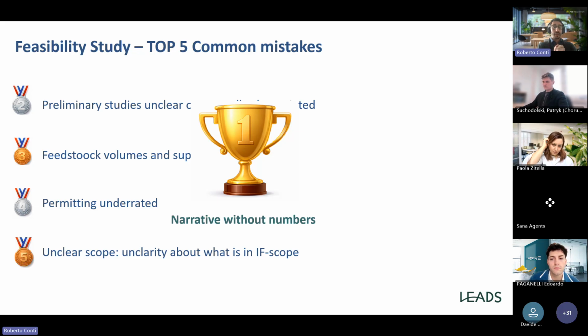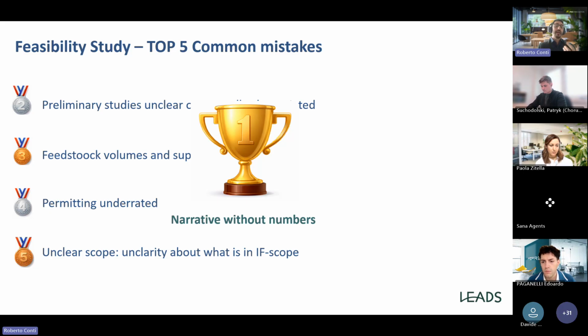Then the permitting, which is often underrated. It's really important to have a clear permitting strategy to define all the permits. The feedstock supply chain, so the feedstock volumes and prices should be provided. Otherwise, you have a lack of maturity. And then also the preliminary studies, if they are unclear or not well substantiated, it's a common mistake, and you can obtain a shortcoming from evaluators.